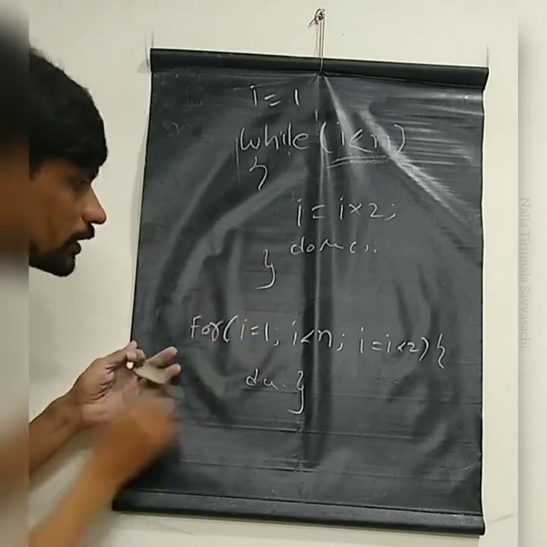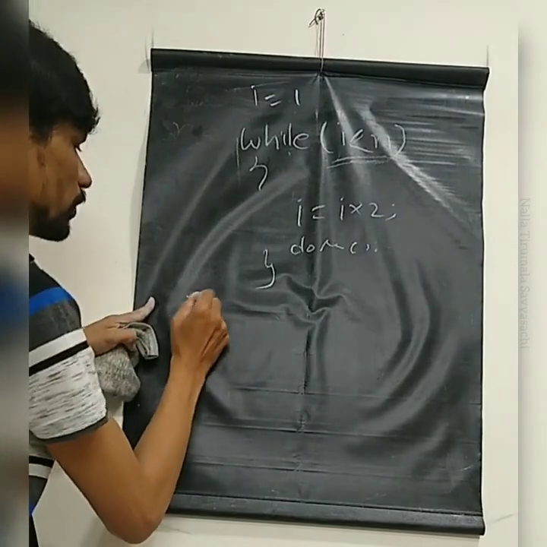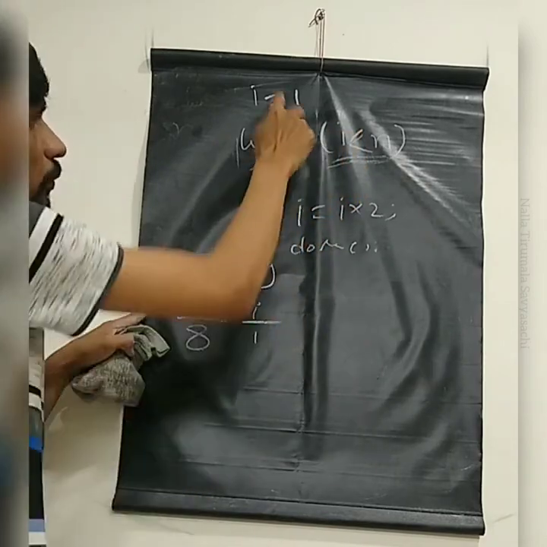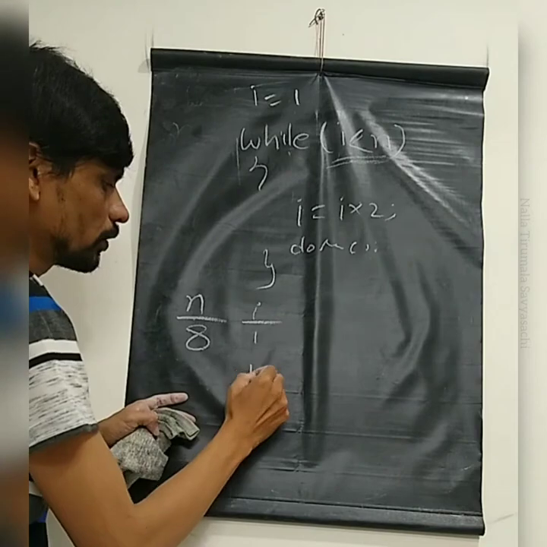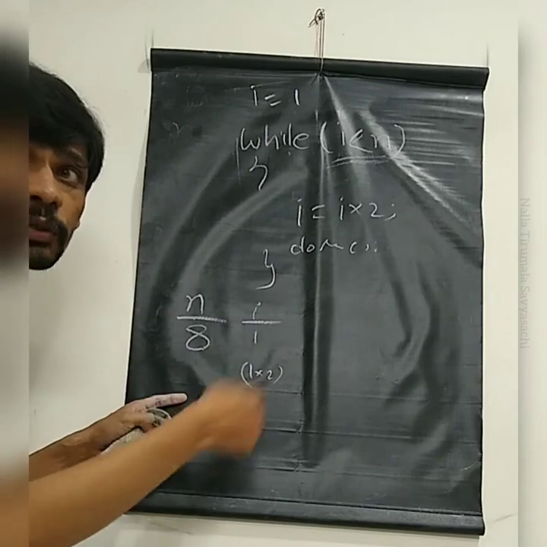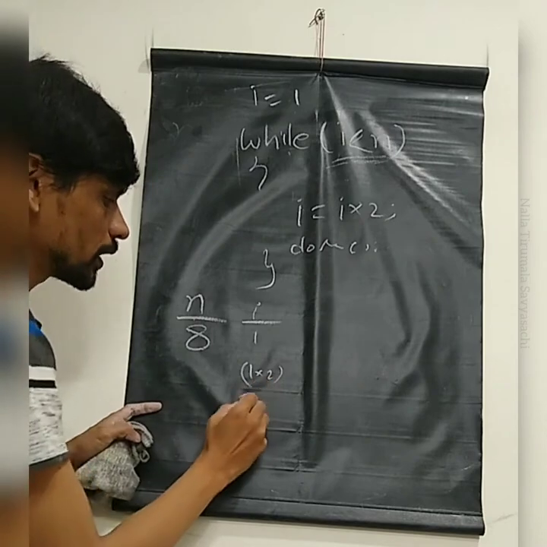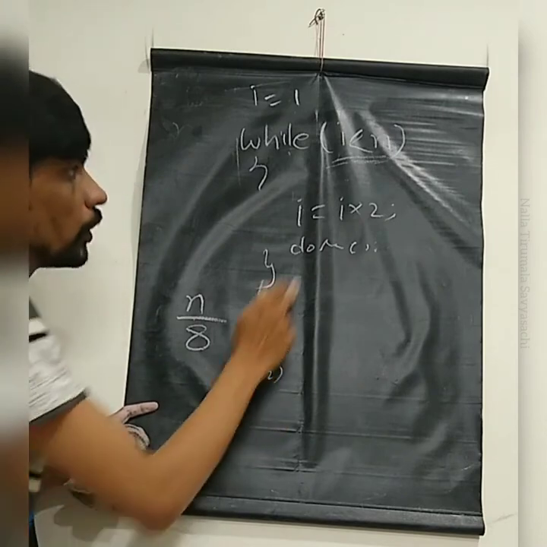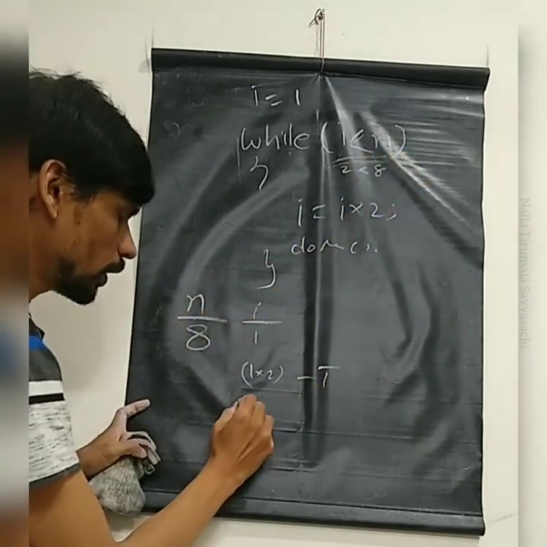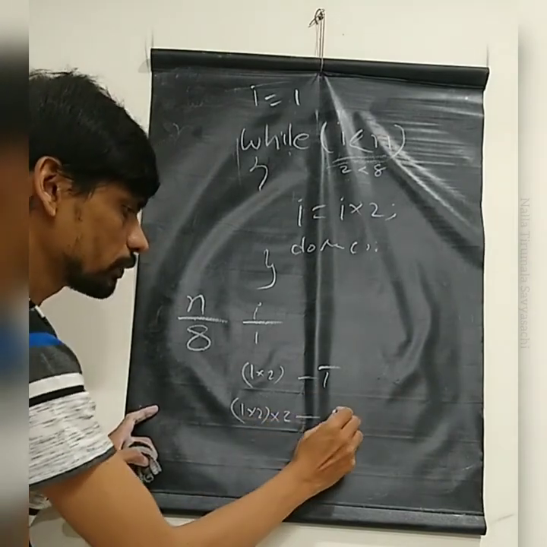So for our understanding, let me explain. For example, if my n value is 8, my i value is initially 1. After that, what am I doing? I am multiplying by 2. Up to what do I need to do this? I need to repeat myself to make this condition break. Next time, 1 multiplied by 2, 2 is lesser than 8. This is true. So I will repeat myself to make it false.